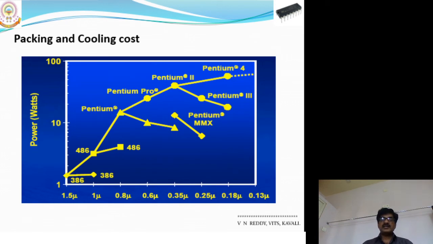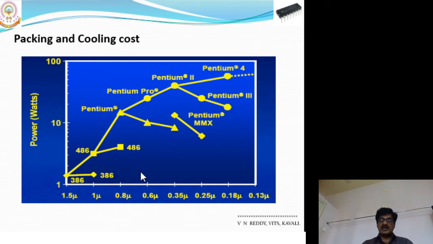Okay, so here the slide represents various processor developments from the 386 to Pentium 4. Here, if you can observe, the power increases from processor to processor. So the advanced processor, the Pentium 4, consumes more power compared to the earlier Pentium processors and the basic processors.